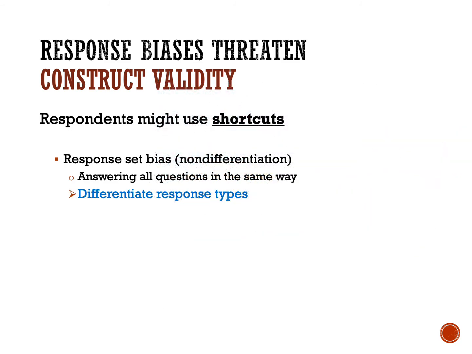The way that you can fix this is by differentiating the response types. So maybe you mix up the types of questions, or the type of question formats. So maybe you don't have a whole survey full of Likert type questions. Another way you can address this is to use reverse worded items. That just means you have a mixture of both positive and negative statements. And this cues the respondents to have to read this survey carefully and think about their answers.